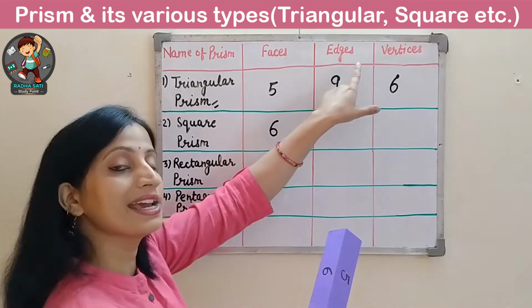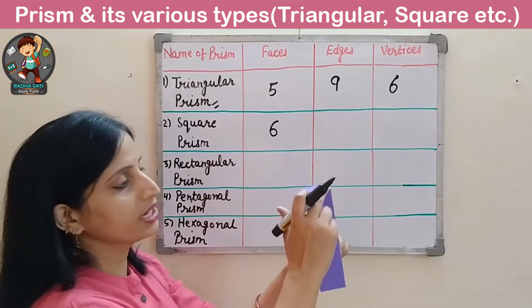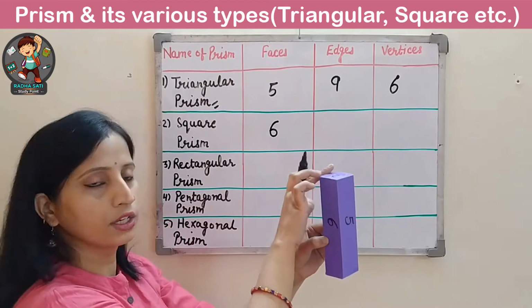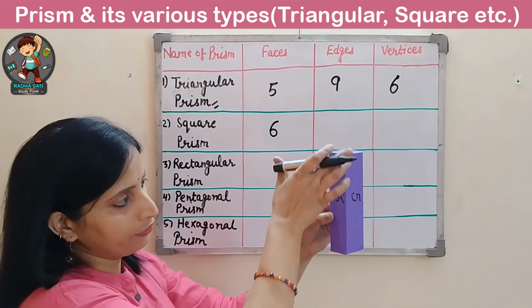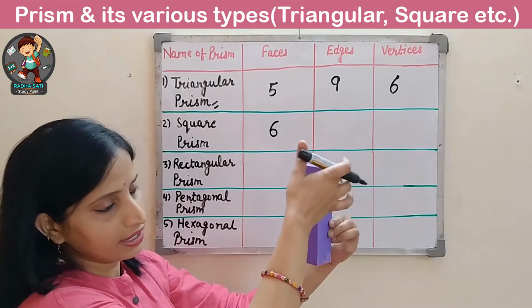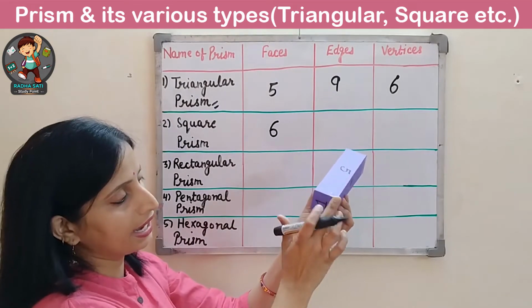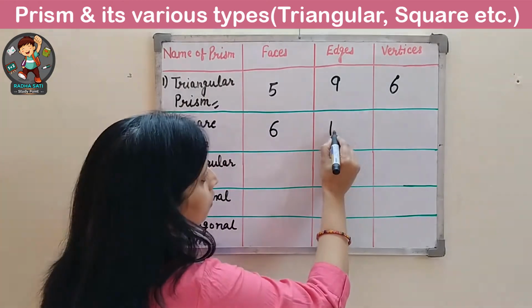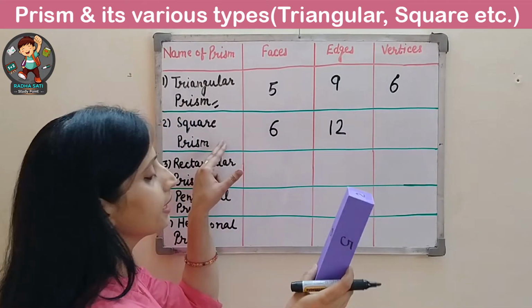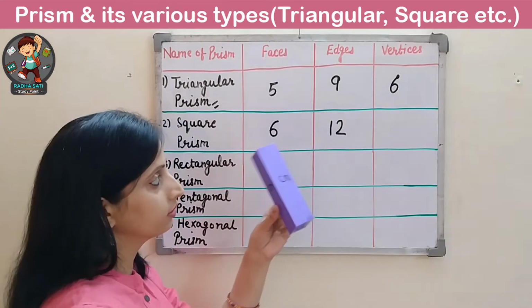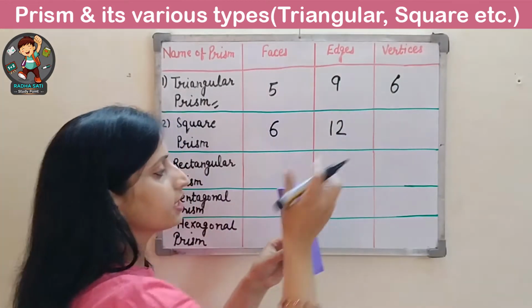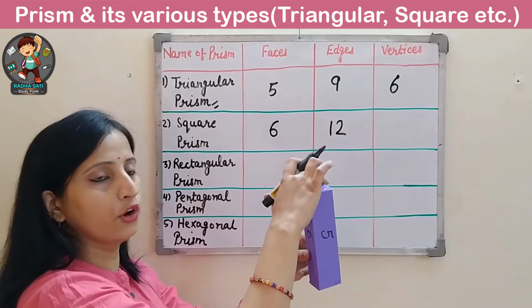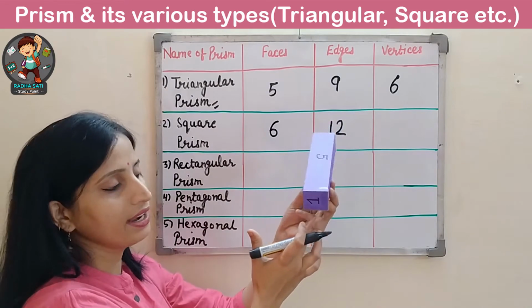Now count the edges. So edges 1, 2, 3, 4, 5, 6, 7, 8, then 9, 10, 11, 12. This square prism is the same as a cuboid. The number of vertices will be 1, 2, 3, 4, 5, 6, 7, 8.